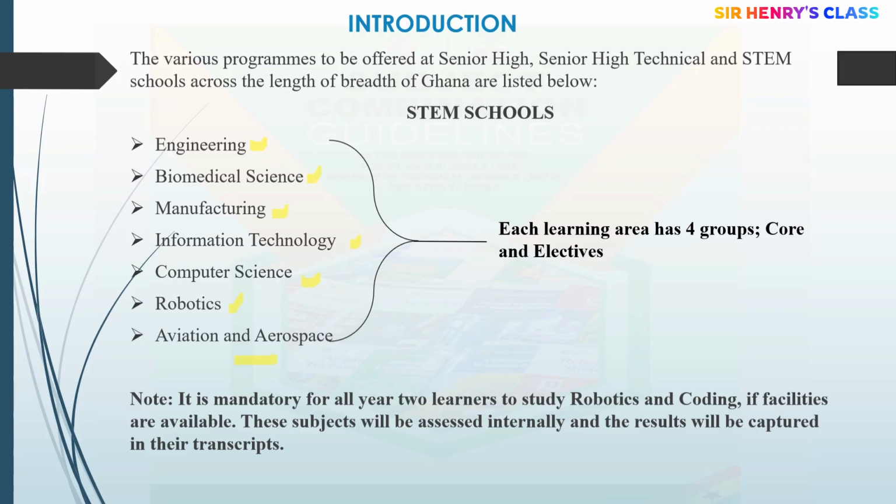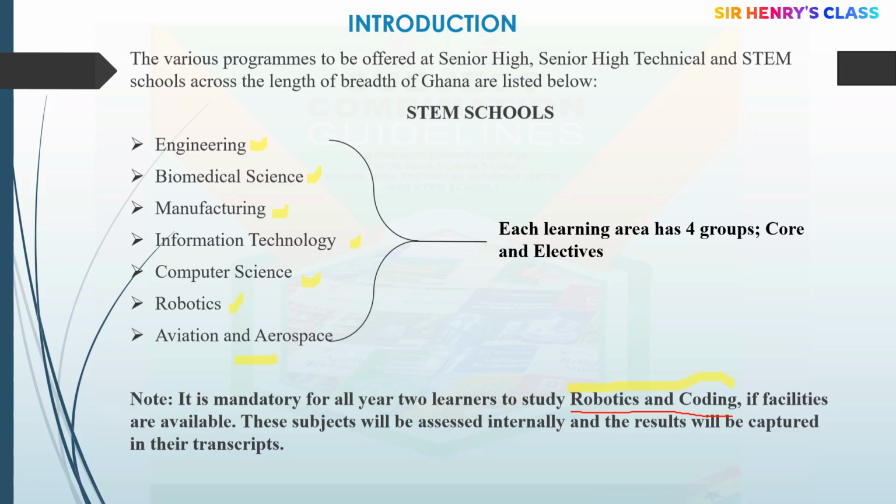Now, note that for Form 2, when you get to SHS 2, it is mandatory that you read a subject called robotics and coding. The government and the ministry are trying to make STEM education very effective. So it is mandatory, provided your school has the needed facilities to take the students through it. It doesn't matter whether you are a visual art student or a biomedical science student, whatever program you are offering, you are going to be doing robotics and coding in Form 2.